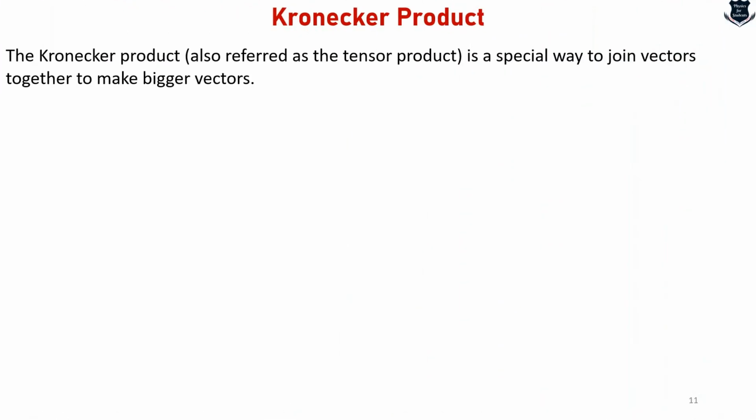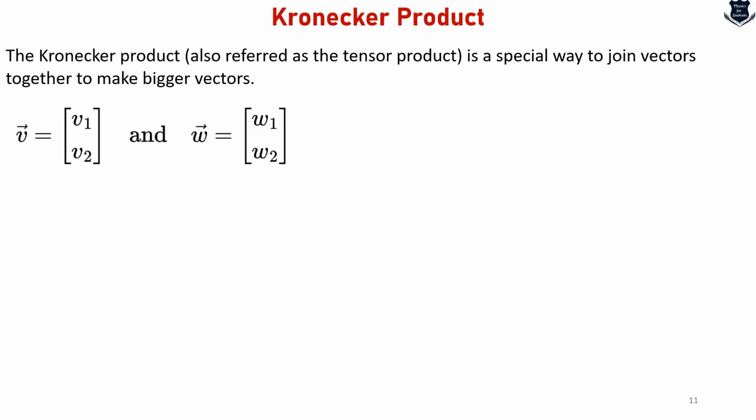So this is the definition. The Kronecker product was discovered by somebody called Leopold Kronecker, and I made a very small video around 2.5 years back in Physics for Students on my channel. You can check out who Leopold Kronecker was, where I gave a little about his life and achievements. Anyway, it is a special way to join vectors to make bigger vectors. Now this is a kind of definition, but let us look into an example.